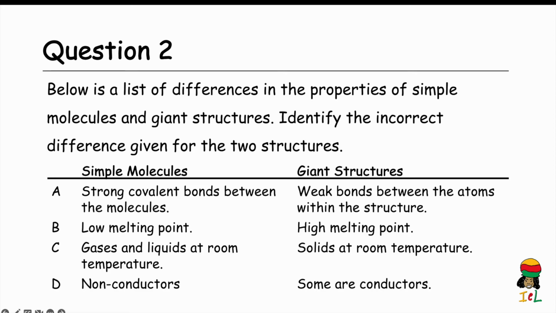Question 2. Below is a list of differences in the properties of simple molecules and giant structures. Identify the incorrect difference given for the two structures. A. Simple molecules have strong covalent bonds between the molecules. Giant structures have weak bonds between the atoms within the structure. B. Simple molecules have low melting points. Giant structures have high melting points. C. Simple molecules are gases and liquids at room temperature. Giant structures are solids at room temperature. D. Simple molecules are non-conductors. Some giant structures are conductors.